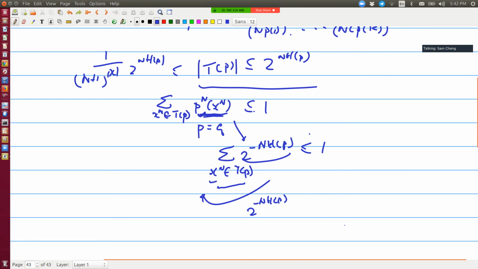any question? Because once I pull it out, the sum over x^n in TP of 1 is basically just counting the number of sequences in TP, right?